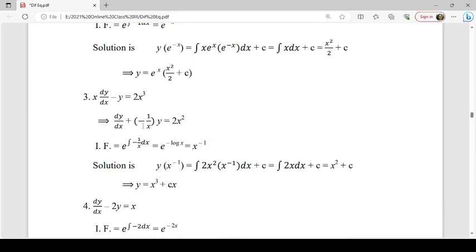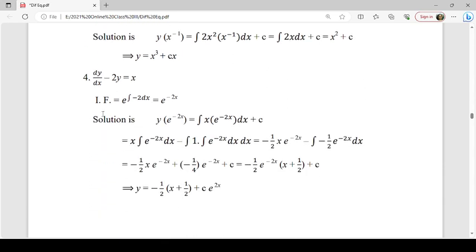Similarly, this is the problem. So q here is 2x square, p is minus 1 by x, so the integration of minus 1 by x is minus log x, then it is e to the power minus log x, e to the power log x is x, then minus 1 is the power of this, so it is x to the power minus 1, and the solution is y into x to the power minus 1, then integrate it, it is twice x dx, it is x square plus c, and you multiply by x now to remove this x to the power minus 1, so y is equal to x cube plus cx. So same procedure.